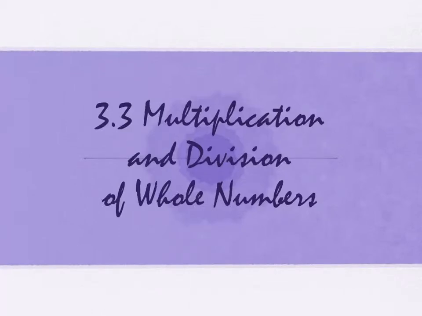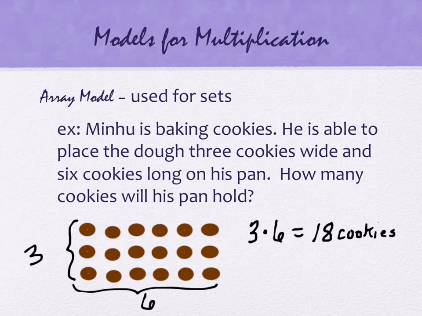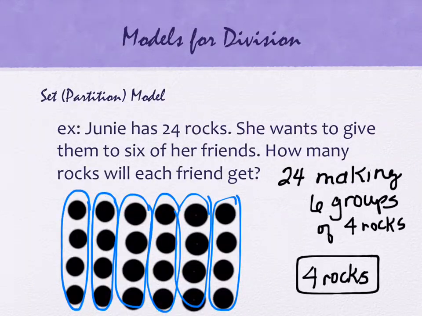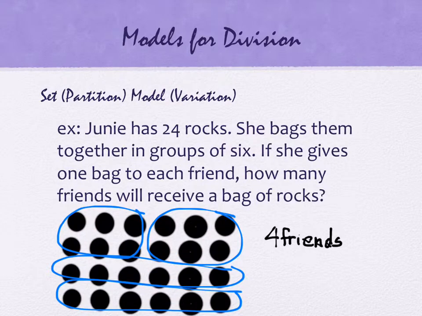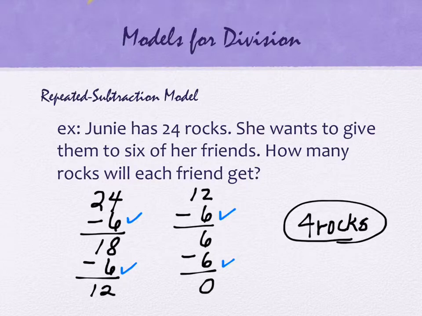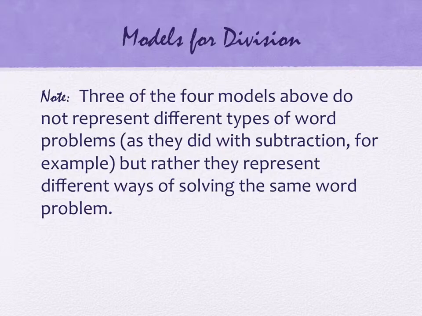Last time we were working in section 3.3, multiplication and division of whole numbers, and we had gotten to the point where we were looking at the different models for division. And we had taken a look at 4 different models basically for division. The 4 models for division were 2 set models: one was a partition model, one was a variation of that, and then a missing factor model and a repeated subtraction model.